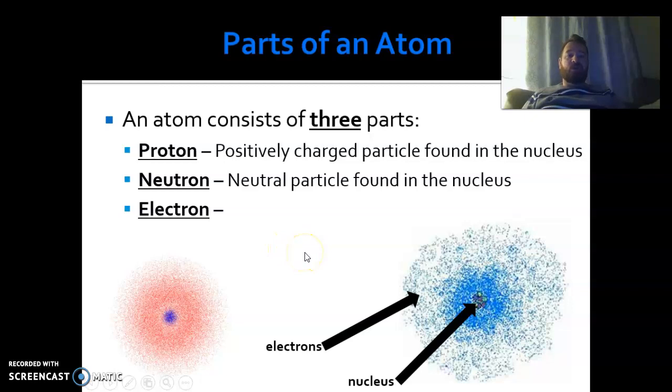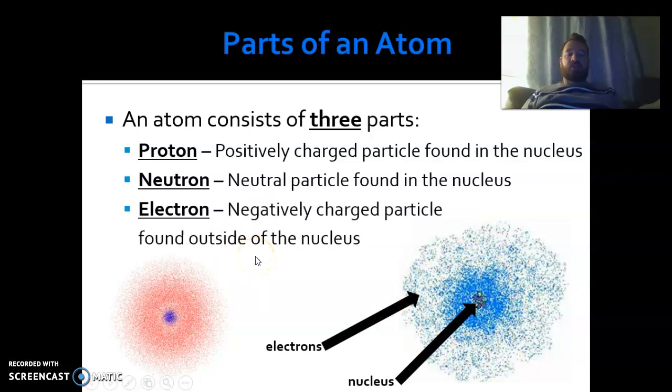Electrons are the smallest of our particles, and they travel around the outside of our atom. These are negatively charged particles, again found outside the nucleus. If you can imagine an atom like the solar system, the nucleus would be like our sun, the star in the middle that has most of the mass of our solar system, and an electron would be not even like a planet. It would be more like an asteroid shooting outside in the solar system. It's very, very small, moving very fast, and holds a negative charge.